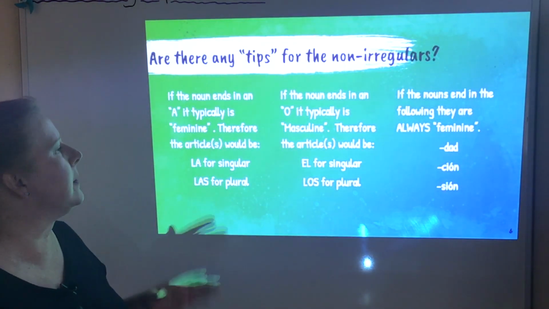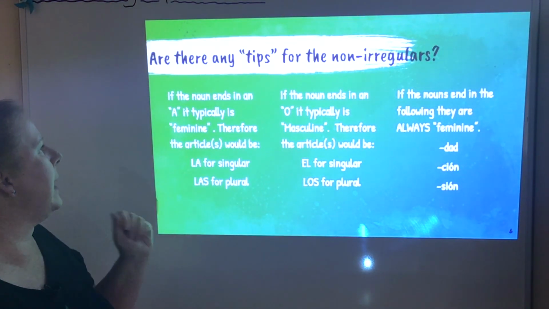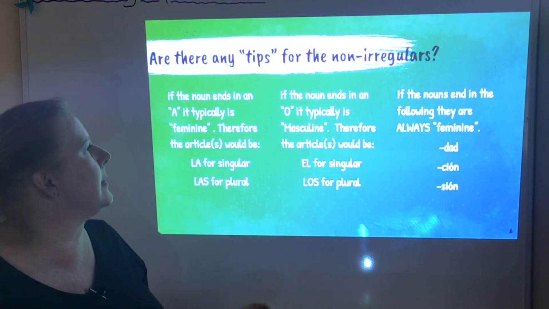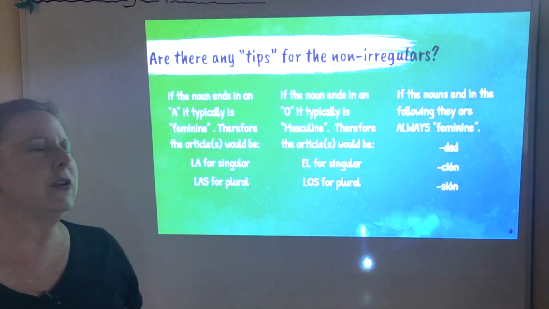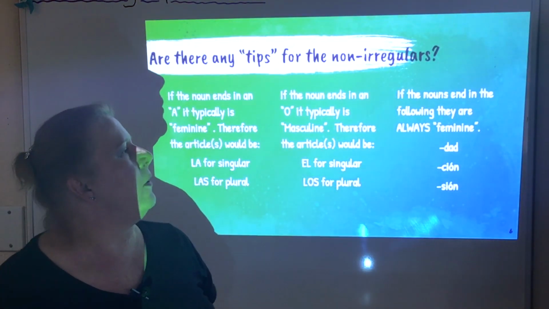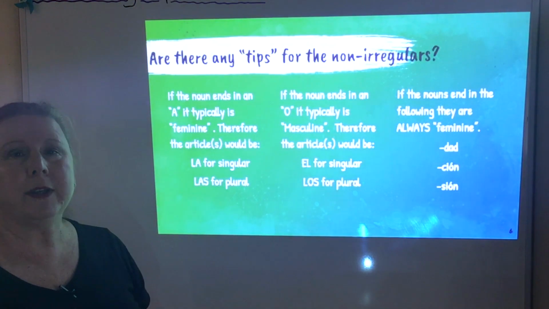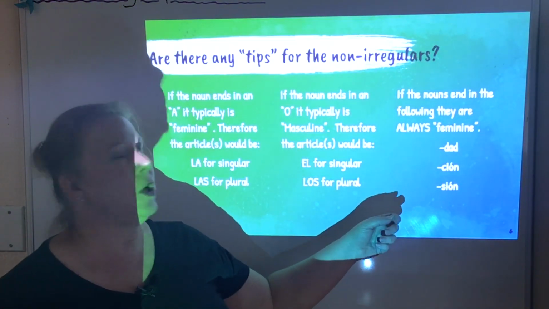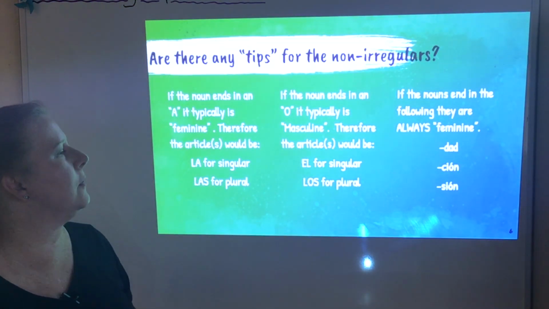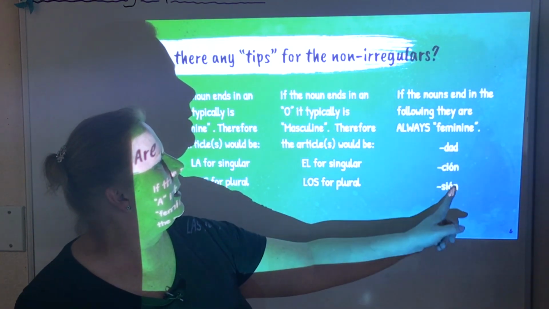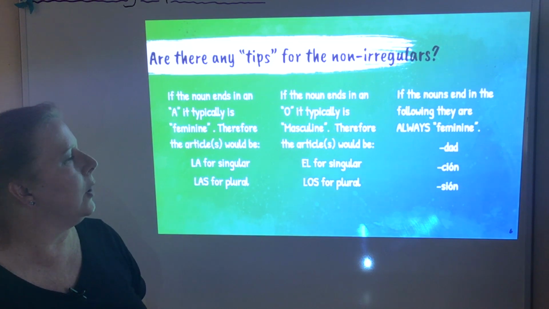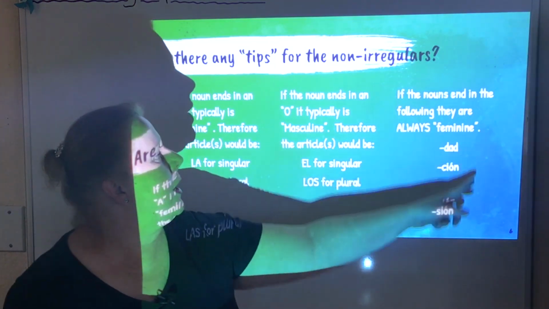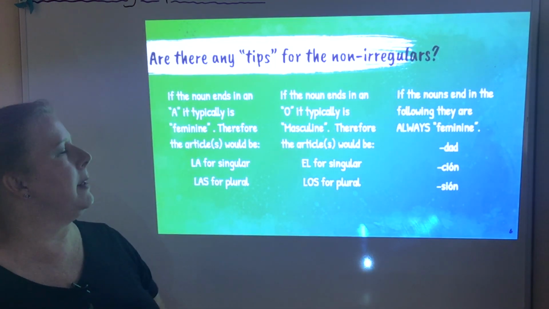So are there some helps? So this is your normal stuff. If the noun ends in A, it's typically feminine, so you have la or las. If the noun ends in O, it's typically masculine, so therefore it's el or los. But here are some things to commit to memory. If the noun ends in the following ways, it's always, always, always feminine. All right, so like la ciudad, the city, la canción, the song, la diversión, okay, the diversion. So notice these always have an accent on the O, all right, unless they go plural, like canciones, then you would drop the accent. But notice, they are always feminine. So a good thing to commit to memory.